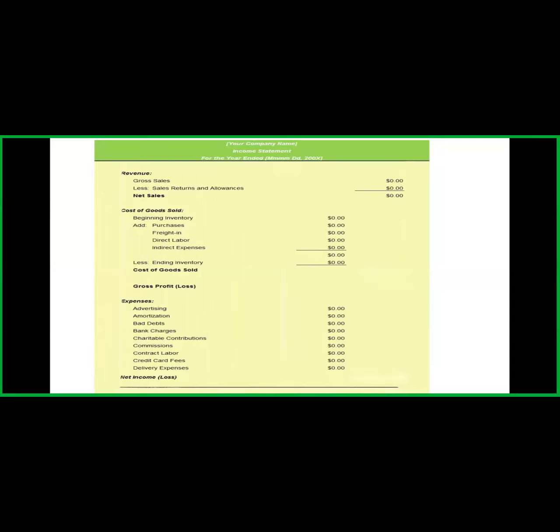Now, if they are having other incomes, we also put them here, below the gross sales. So we will get the total sales. Now, if the company sells something and they get a return, we subtract it because this return we do not consider as income, so we get the net sales. So the net sales is the total revenue raised by the organization.